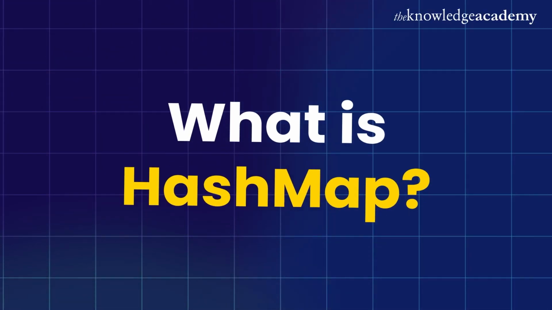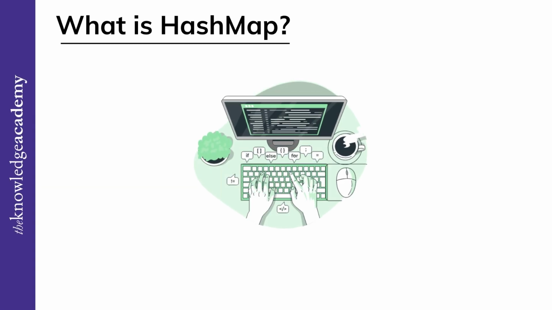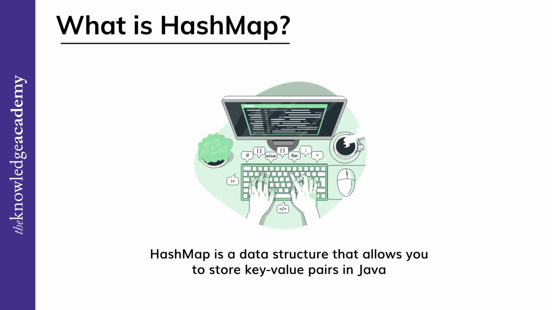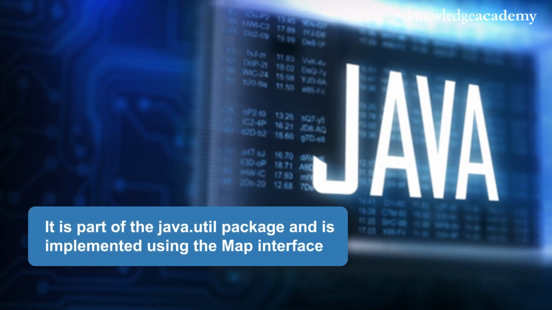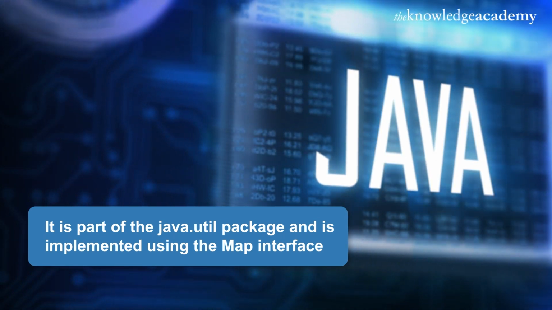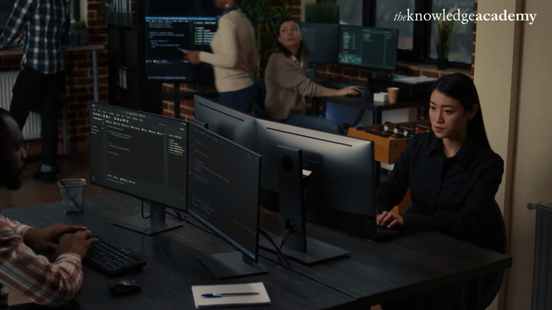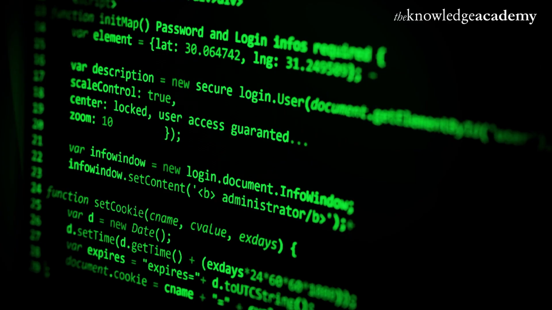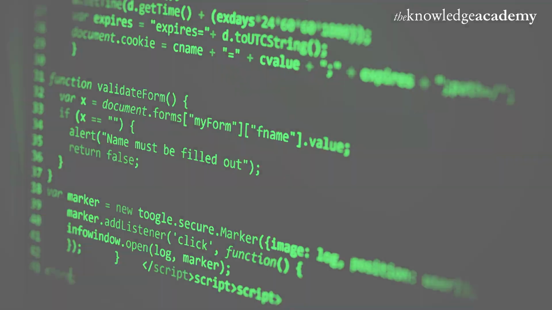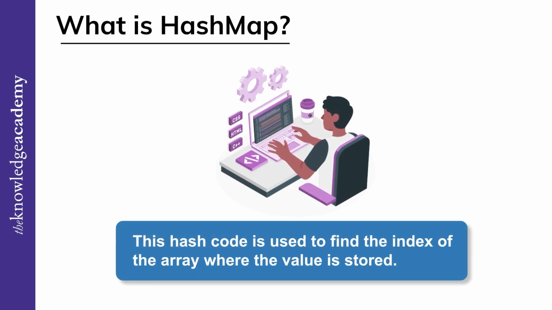What is HashMap? Let's start by answering the right question. What is HashMap? HashMap is a data structure that allows you to store key-value pairs in Java. It is a part of the java.util package, and it is implemented using the Map interface. When you insert a key-value pair into a hash map, the hash map calculates the hash code of the key using a hash function. This hash code is used to find the index of an array where the value is stored.